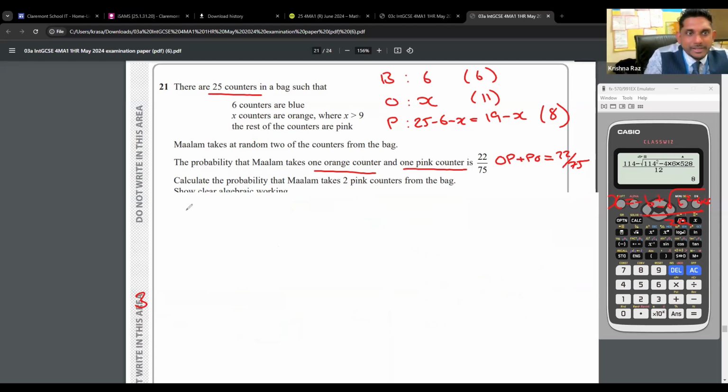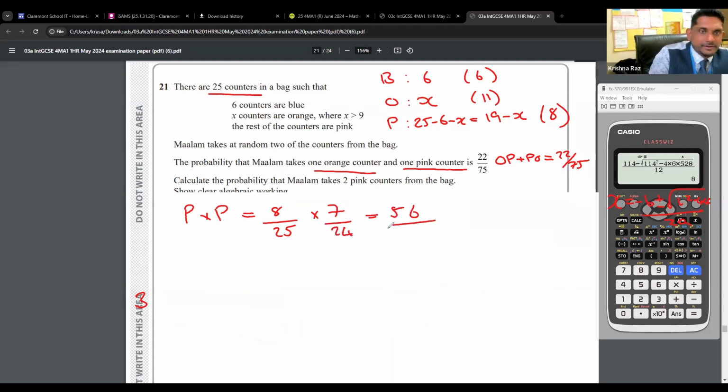So pink is going to be 8 out of 25 times 7 out of 24, which is 56 out of 520. Oh, no, it wasn't. 25 times 24 is just 600, isn't it? Yeah. Which simplifies to 7 over 75.